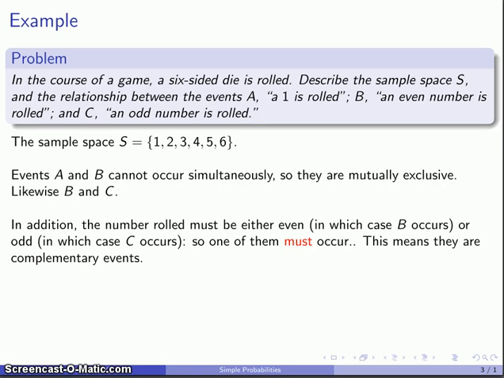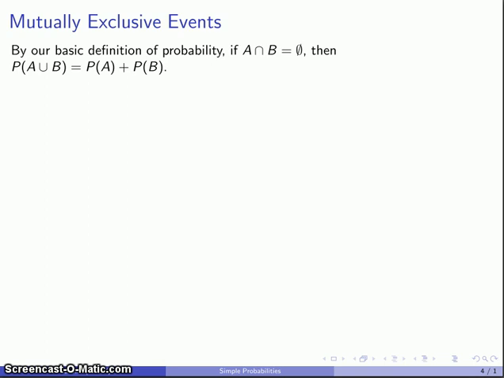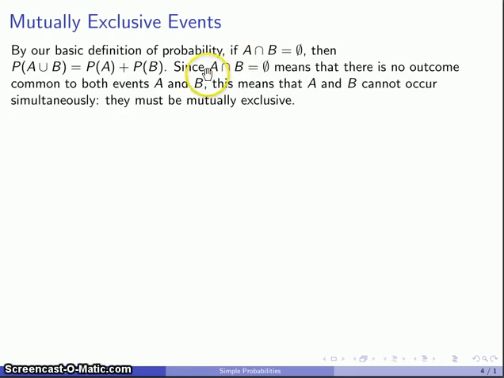Now, mutually exclusive events are really helpful when we try and calculate probabilities, because by our basic definition of probabilities, if two events have an empty intersection, if there's no outcome common to both events, then our definition of probability says the probability of the union is equal to the sum of the two probabilities. So, if the intersection of the two events is empty, then we know that there's no outcome that's common to both events, which means that it is not possible for A and B to occur simultaneously. If A occurs, that outcome in A cannot possibly be in B, and vice versa. So these two events must be mutually exclusive.